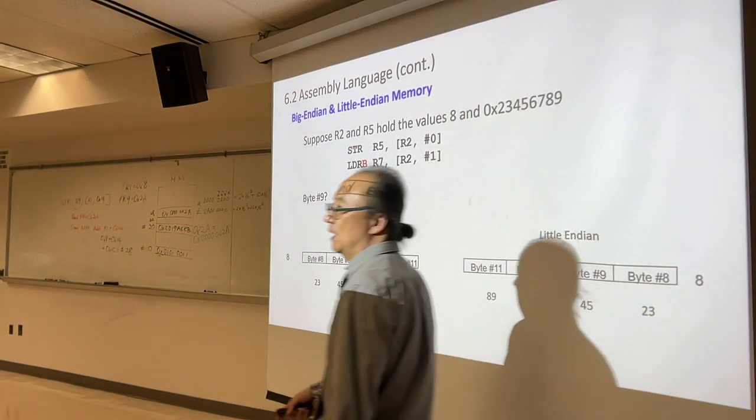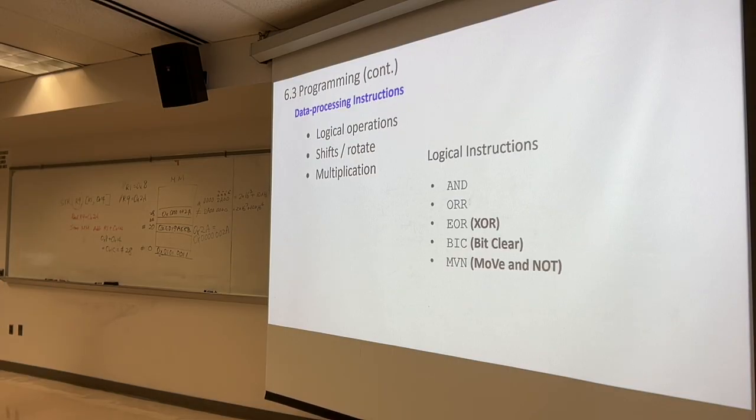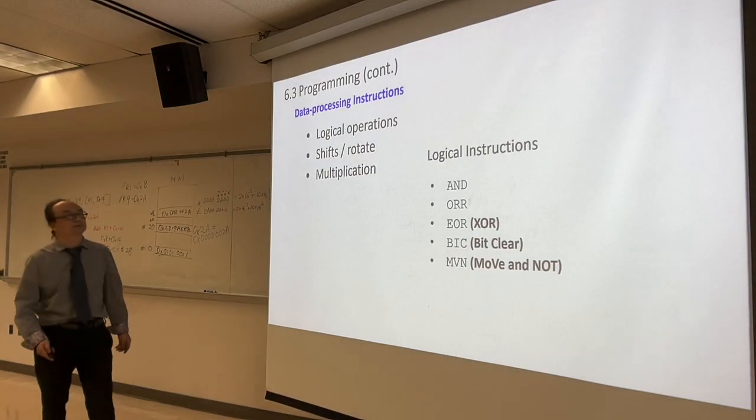So it really doesn't matter. Big endian, little endian, we're going to end up getting the right one. It's just a matter of organizing those bytes from smaller to larger or larger to smaller as memory addresses. And we'll focus mostly on LDR and STR without byte in this class.